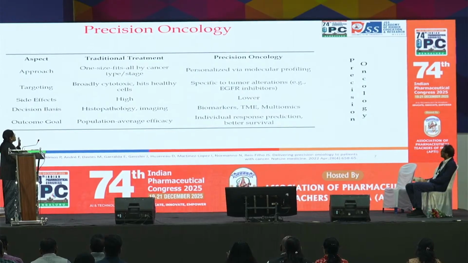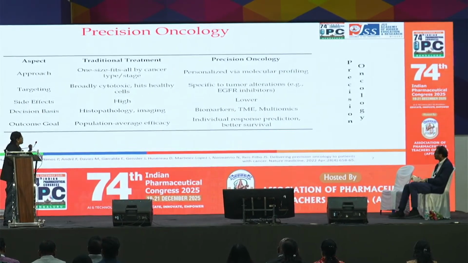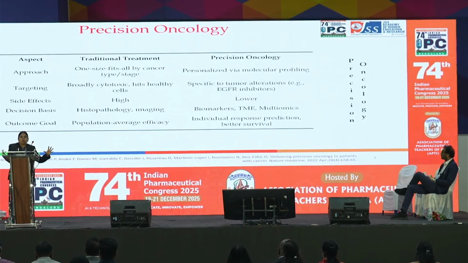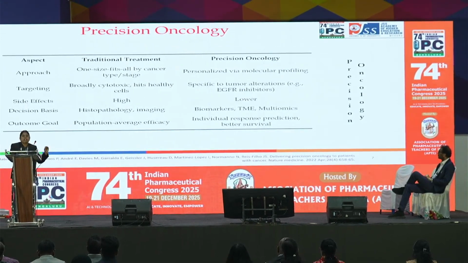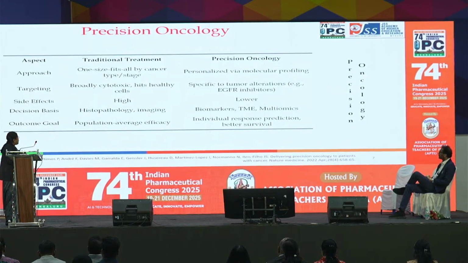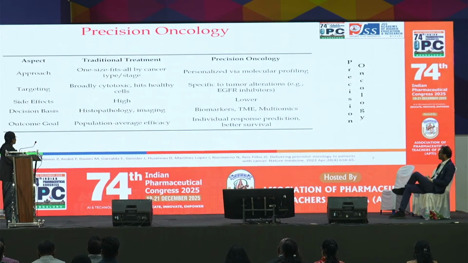And the second one is, we always target the broad group in the traditional treatment. Sometimes there is a chance of hitting the healthy cells too. Whereas in precision oncology, you go for the particular tumor alterations. If you go for any particular biomarker, you can do that. And side effects in traditional treatment will be high, and low in precision oncology.